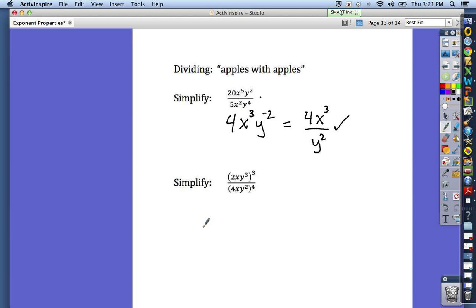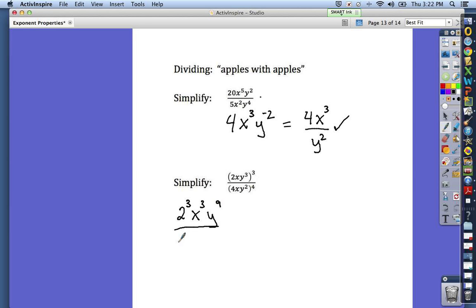For the next problem, we're going to use a similar idea, but first we have to deal with the fact that this entire quantity here is raised to the third power. So we put the 3 to each part, so it will be 2 to the third power, x to the third power, and then the y will be raised to the 3 times 3, because when you have a power raised to another power, you keep the base and multiply the exponents.